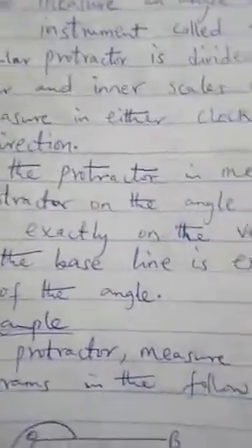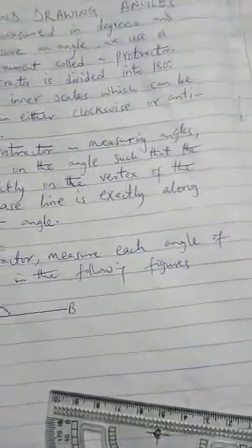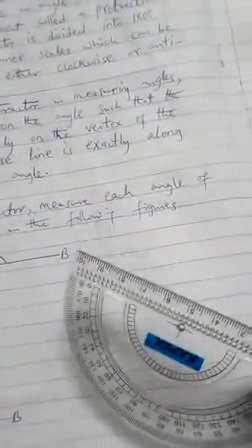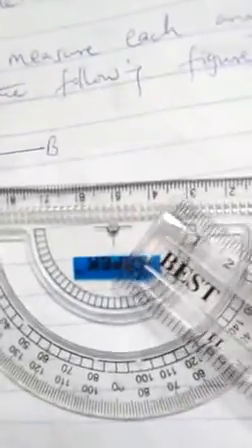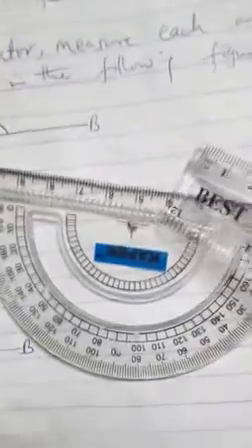Clockwise from here, you start like this, then anti-clockwise like this. Compare this with a wall clock: from this side is clockwise, and when you start from this side it is anti-clockwise. To use the protractor in measuring angles, place the protractor on the angle such that the center 0 is exactly on the vertex of the angle and the baseline is exactly along one arm of the angle. Here is the vertex. Center 0 here is exactly on the vertex of the angle. This is the center of the protractor.